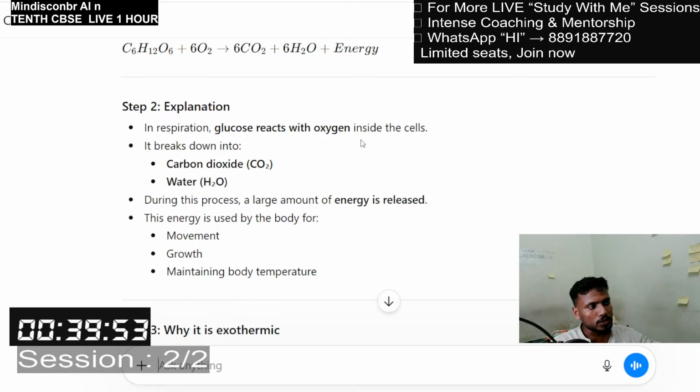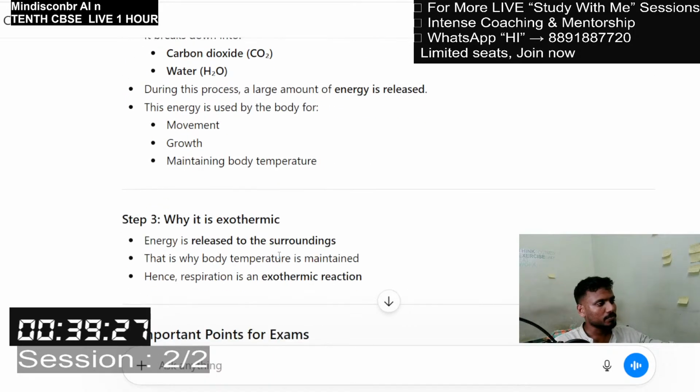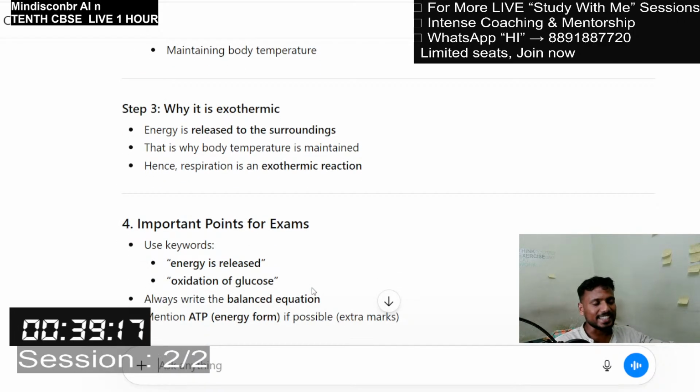In respiration, glucose reacts with oxygen inside the cells. It breaks down into carbon dioxide and water. During this process, a large amount of energy is released. This energy is used by the body for movement, growth, maintaining body temperature. Why is it exothermic? Energy is released into the surroundings. That is why body temperature is maintained. Hence, respiration is an exothermic reaction because heat or energy is released.